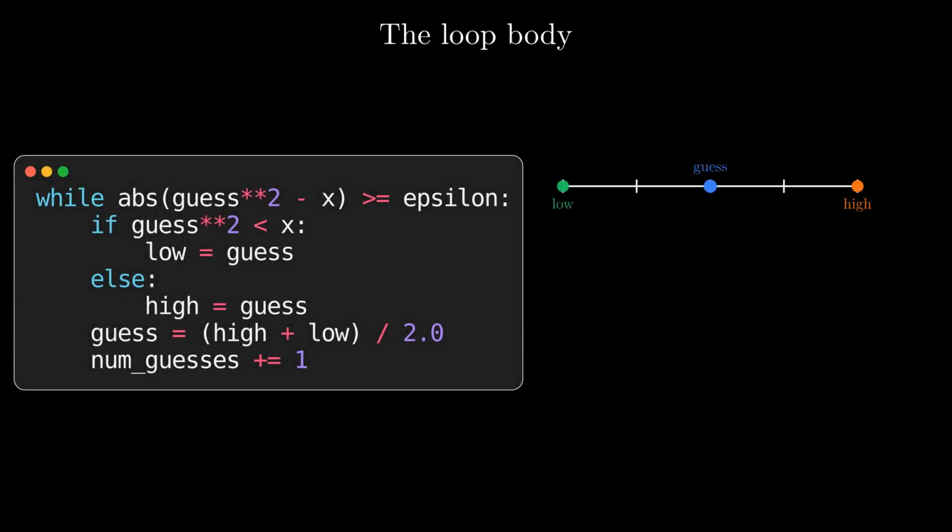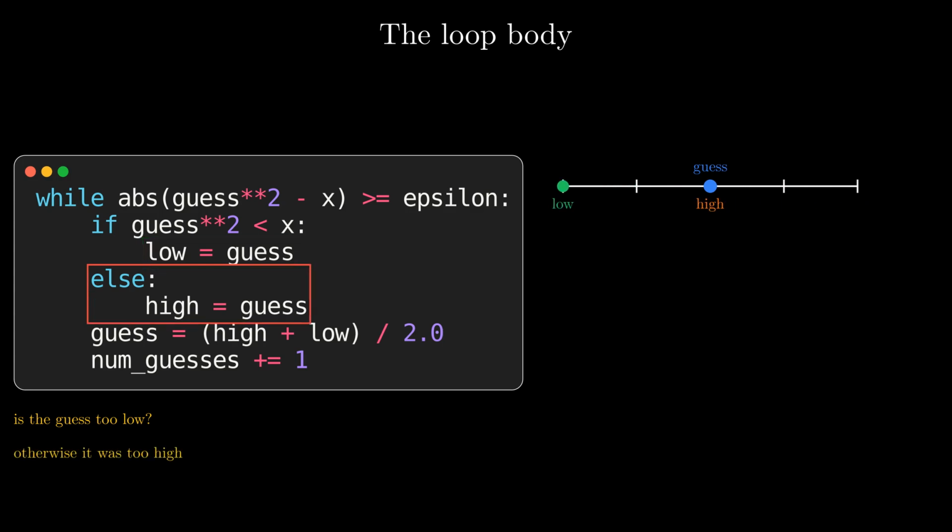Now the work inside the loop. We have a guess, the midpoint, and we ask whether it's too low or too high using a simple if-else. If the guess squared is less than x, the guess is too low. So we move the low endpoint up to this guess because anything below it is definitely too low.